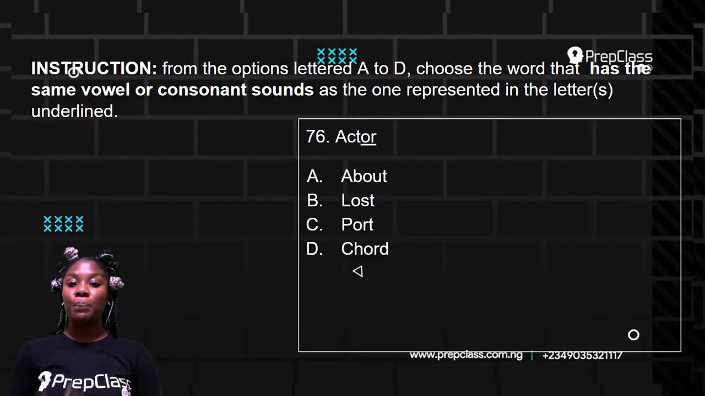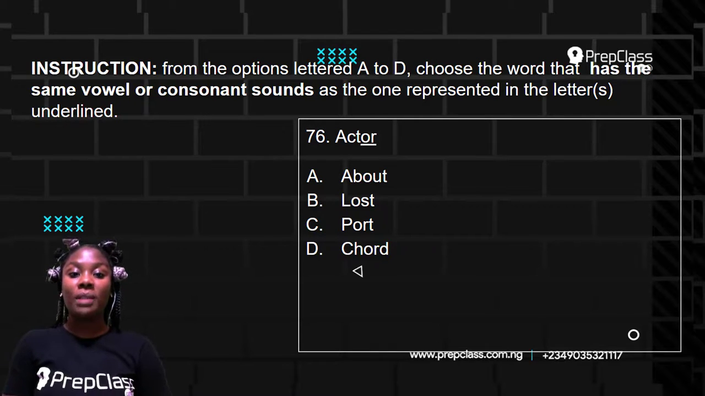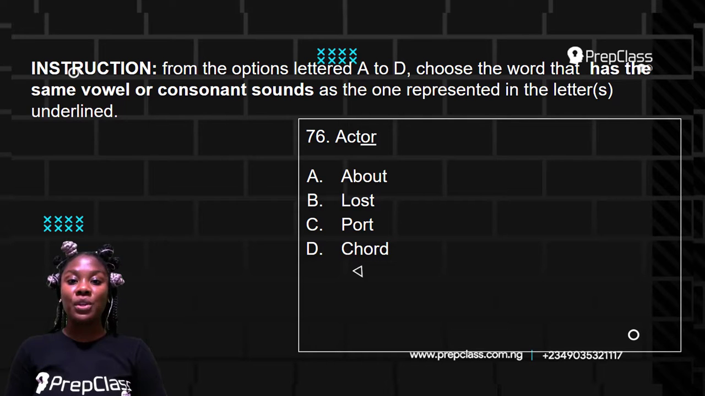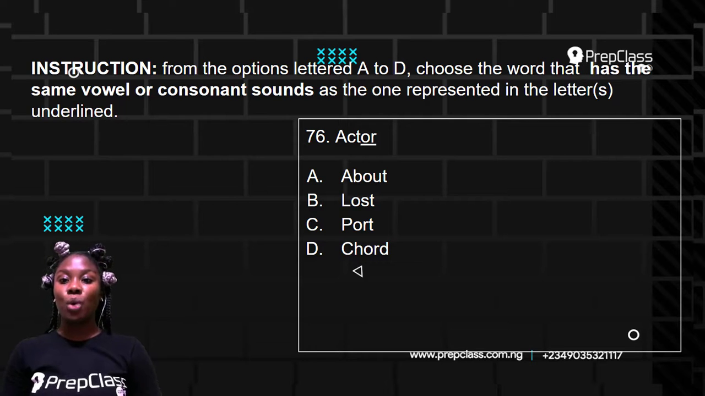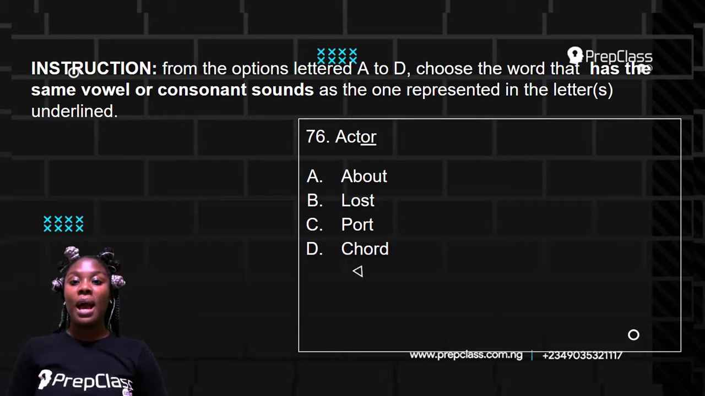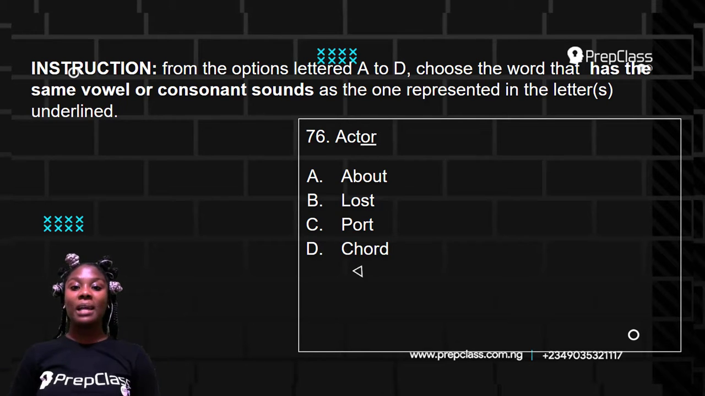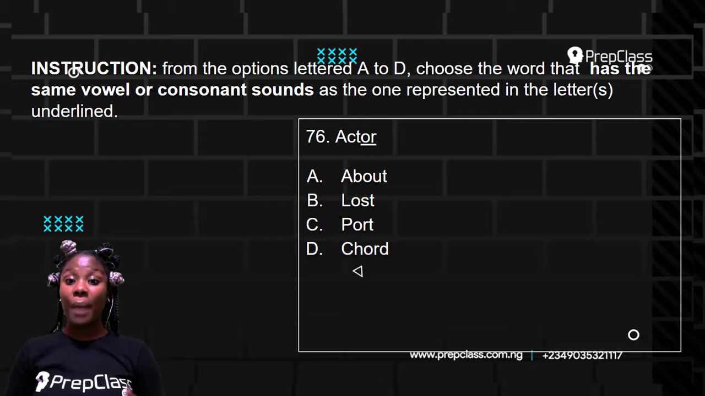Alright, so continuing from where we stopped. The instruction here says, from the options lettered A to D, choose the word that has the same vowel or consonant sounds as the one represented in the letter or letters underlined. Right, so number 76, we have the word actor. A, about; B, lust; C, port; and D, chord.